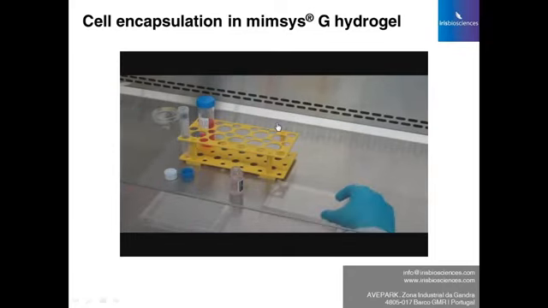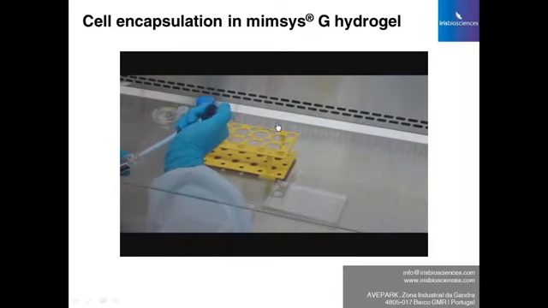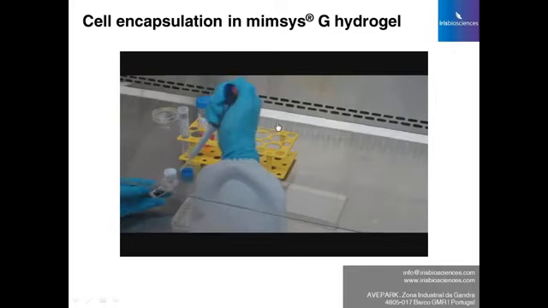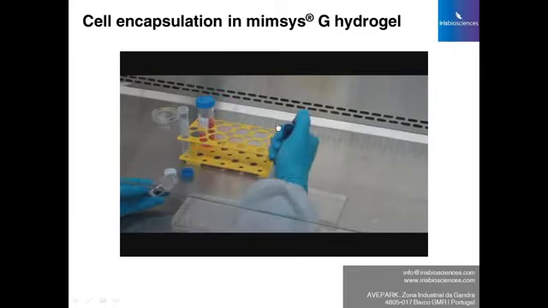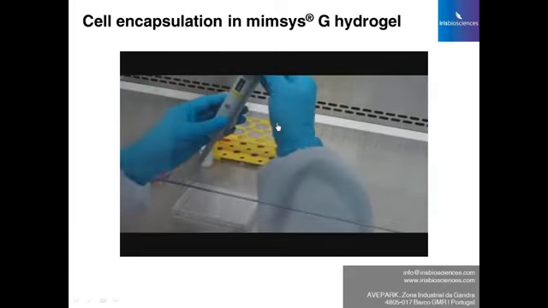Then, if you want to work in a 96 well plate, you just need to pipette the solution in the desired volume. You can work with 25 microliters or up to 150 as far as we have tested. And you can for sure use other well plates that you desire.